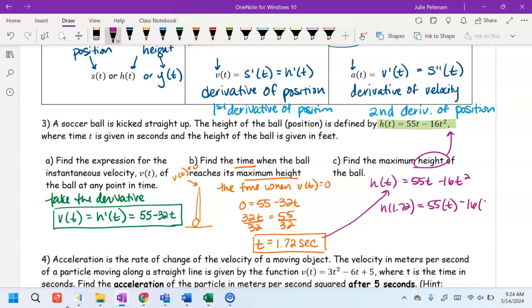And then, let's see, that t needs to be 1.72. Let me fix that. 55 times 1.72 minus 16 times 1.72 squared. Okay, so once you put all that into your calculator, our height at 1.72 seconds equals 47.27. And then again, because we're talking about height, we need to label this with the right unit of measure, which is feet.